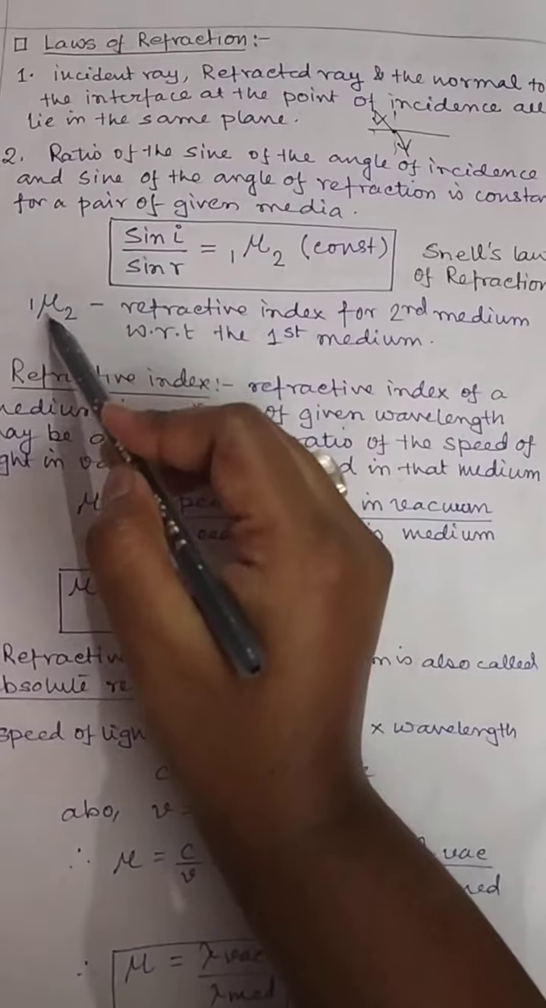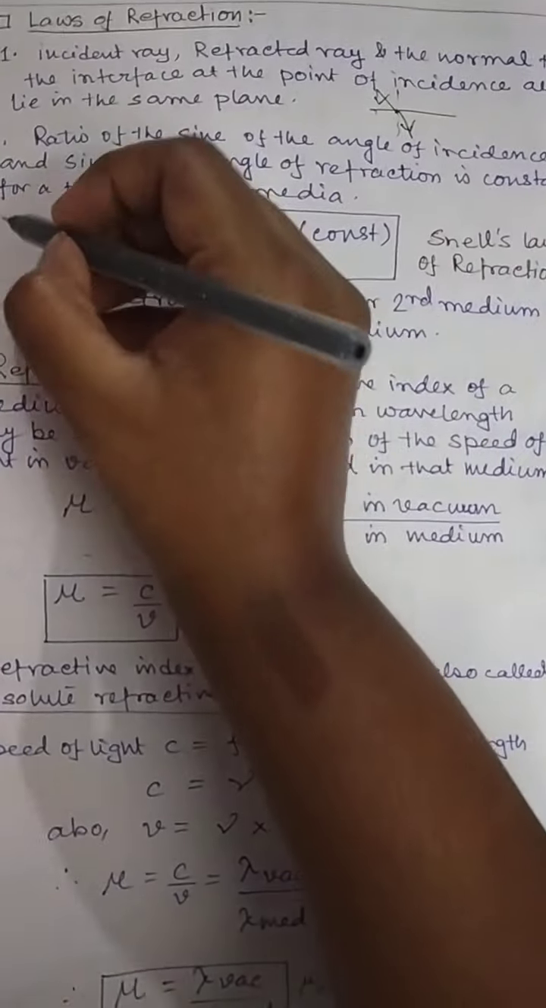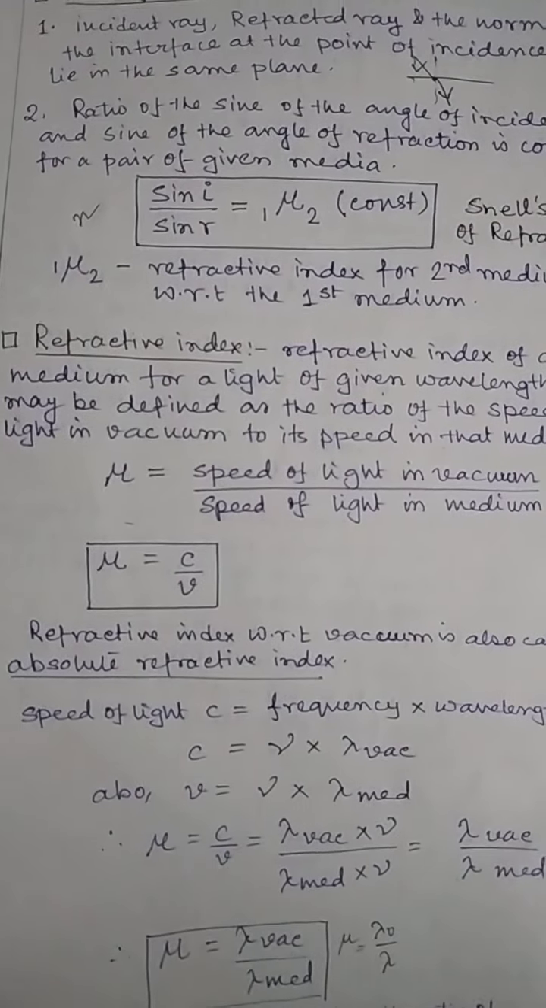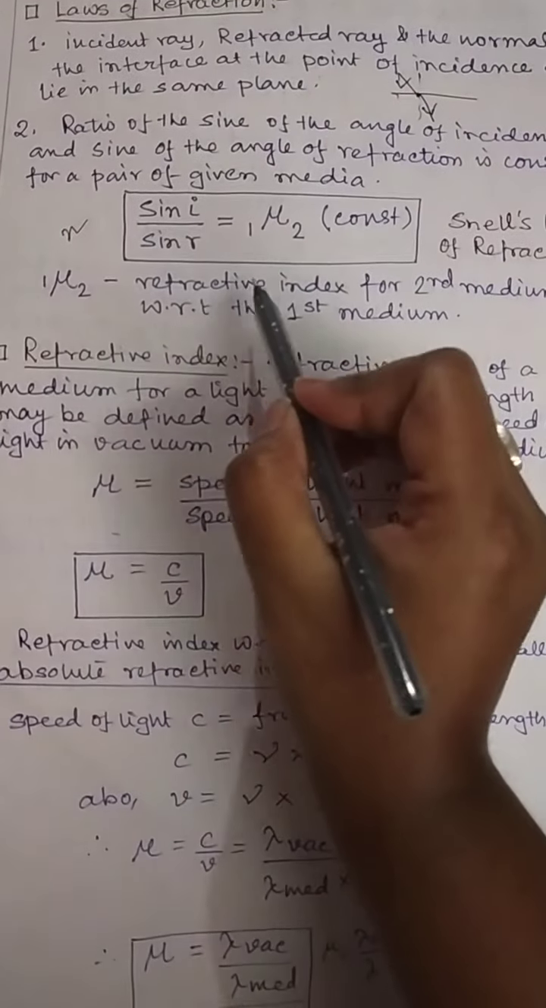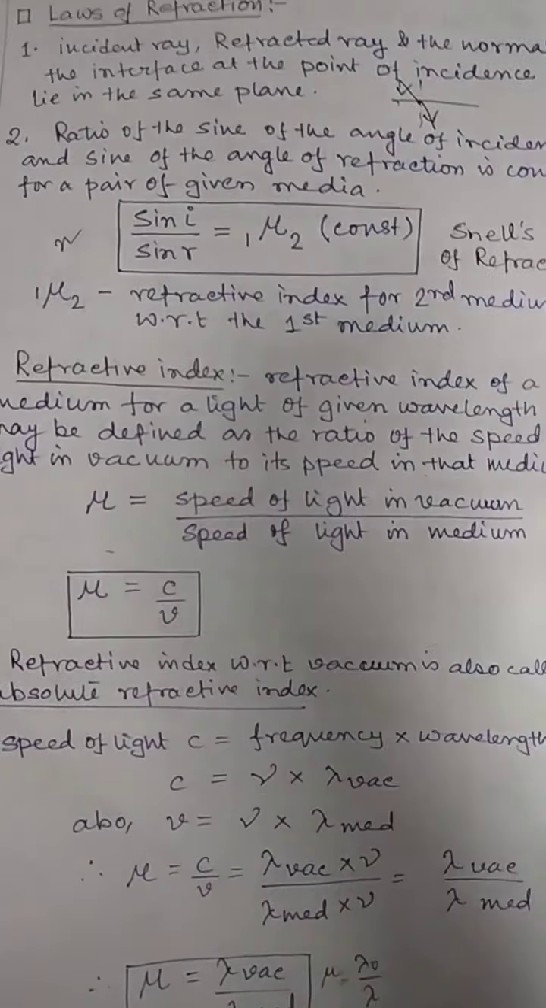So 1μ2, where μ is the refractive index. It can also be written as n in some books, so don't get confused. Mu and n are both the same, they are refractive index. So 1μ2 is the refractive index for medium 1 with respect to medium 2.